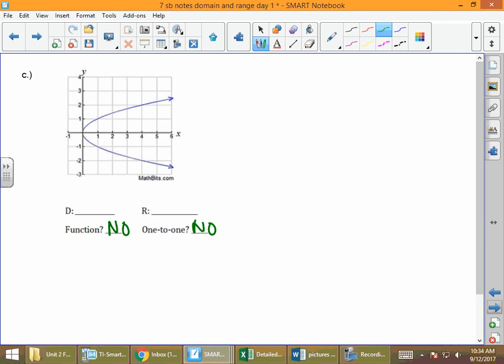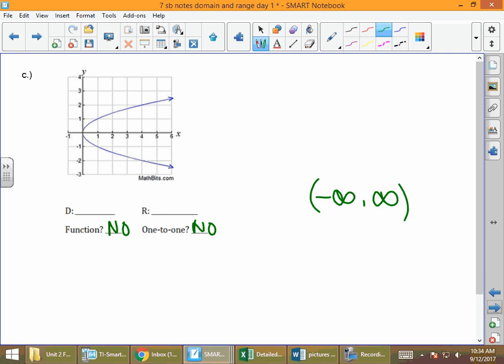But when we look at our domain, the difference on this particular problem compared to the previous ones is, one thing, we've got arrows on it. So at some point in time, we're probably going to have an answer that's negative infinity to infinity, which means that it represents all of the numbers on the number line.